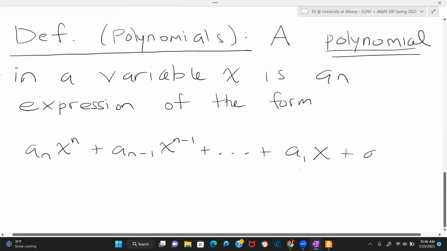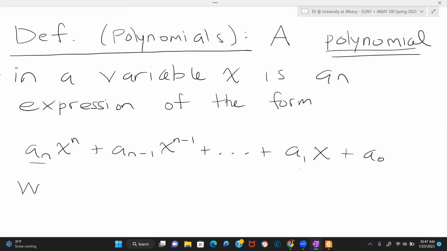And then finally plus a0. So notice the powers of x: we have x raised to various powers, n minus 1, and then you work all the way down to the first power, and then finally, really, this is x to the 0, but we just omit that. So you work all the way down to the 0th power. But what exactly are these a_n and what exactly is n?